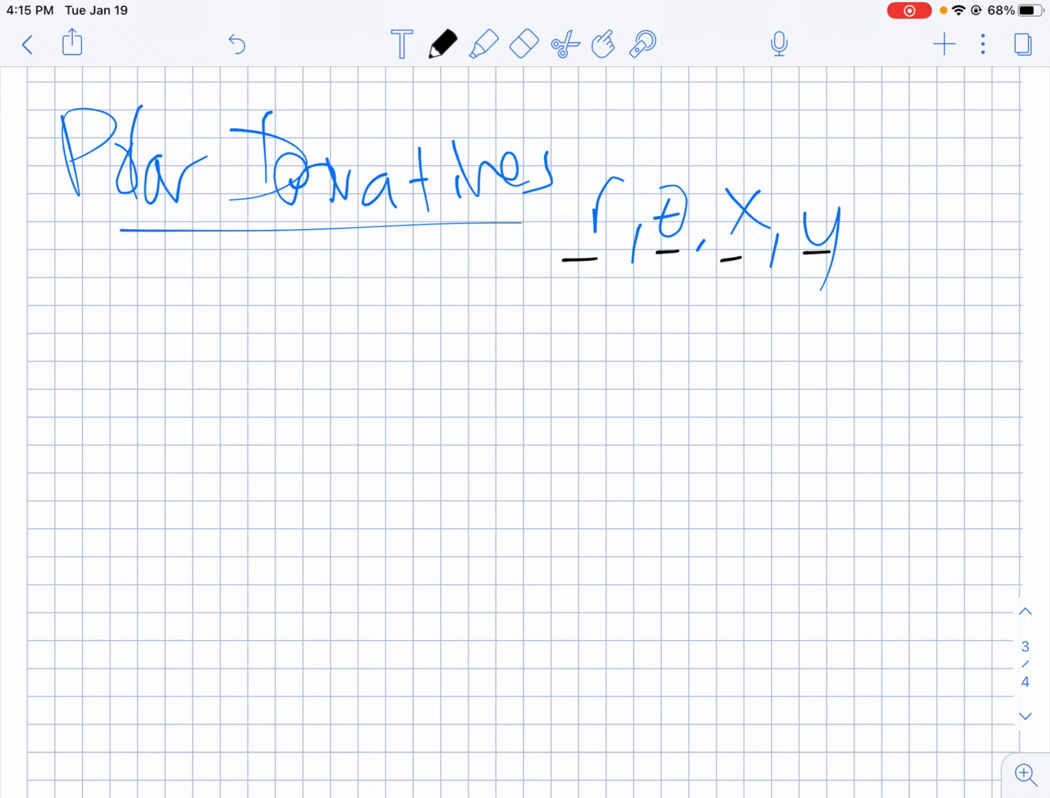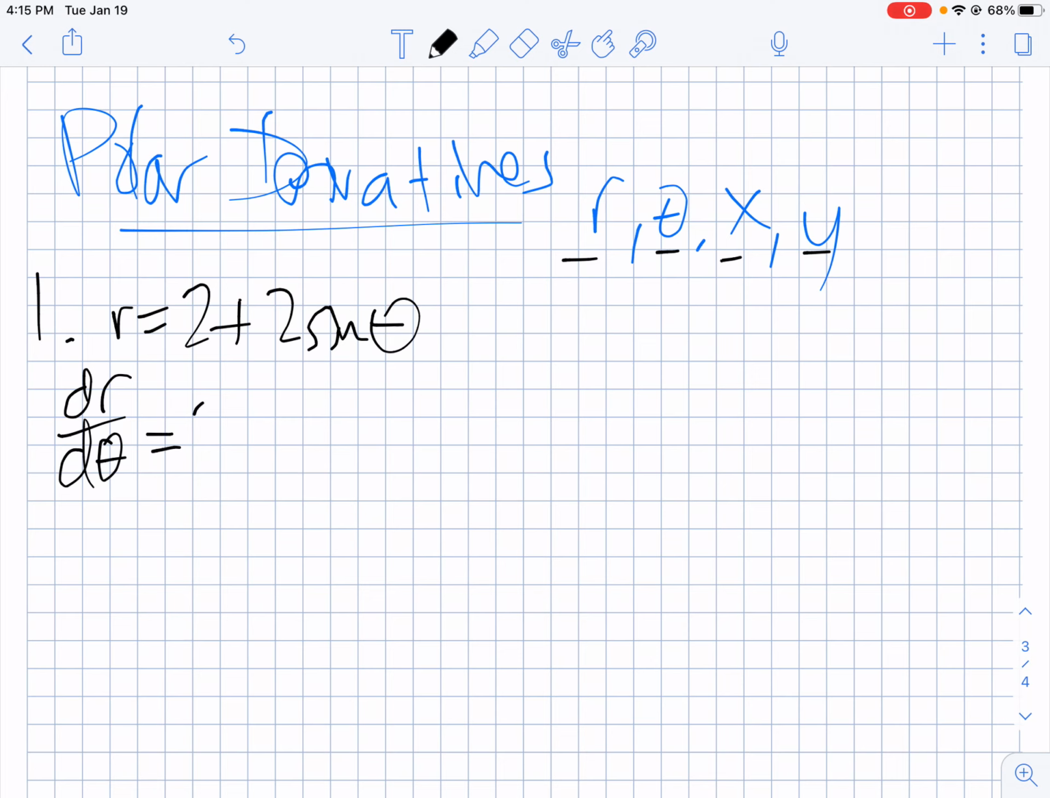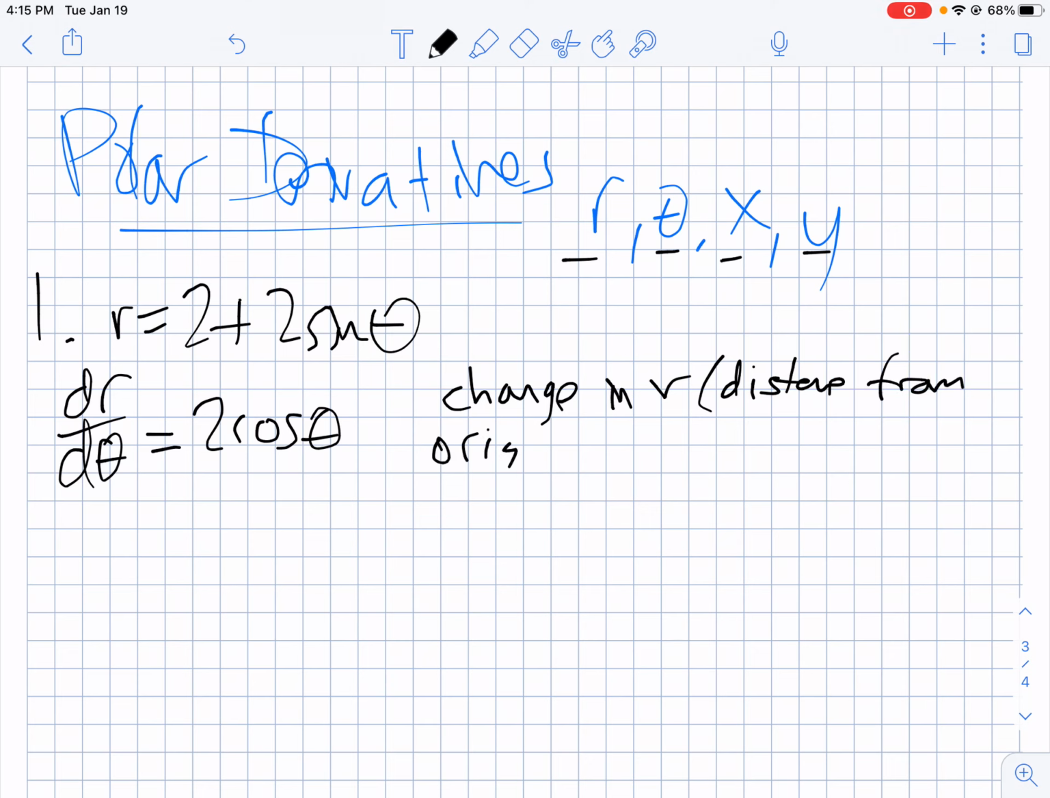All right, so let's talk about the most basic derivative. If you have a function r in terms of theta, like the one we had in the last video, r equals 2 plus 2 sine of theta, what does the derivative dr d theta represent? Finding that is really straightforward, right? That's just 2 cosine theta. So that is the change in r, which, remember, we want to represent as the distance from the origin, as theta increases.